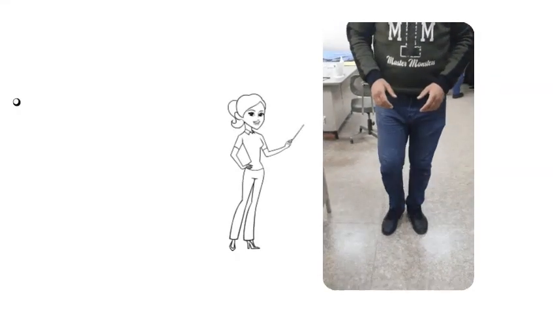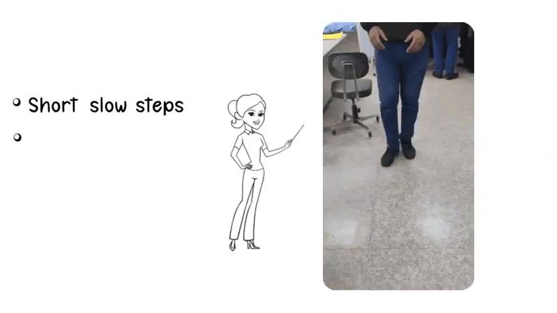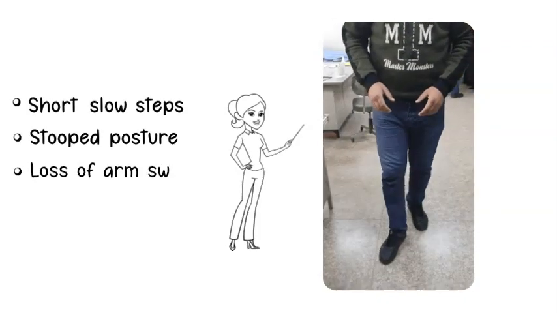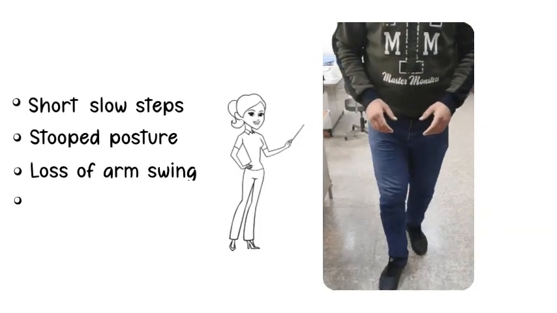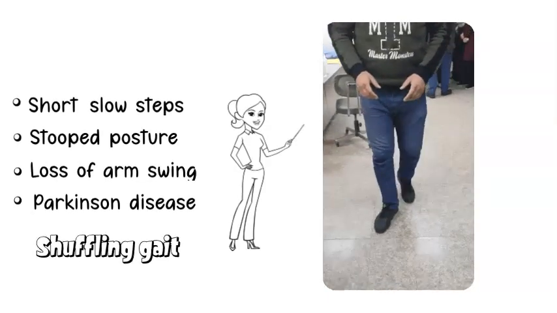By looking at this patient, we can easily recognize that he has short, slow steps, stooped posture, with loss of arm swing, which typically occurs in Parkinson's disease, and it is called shuffling gait.